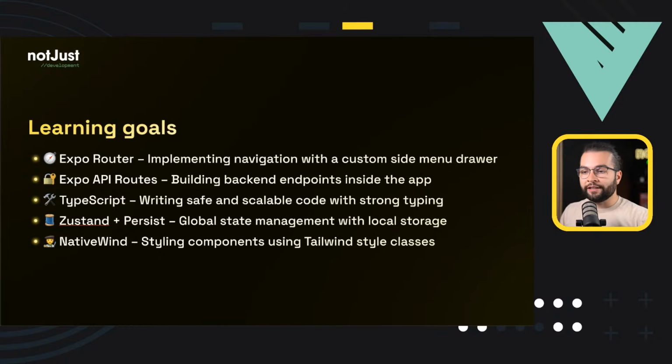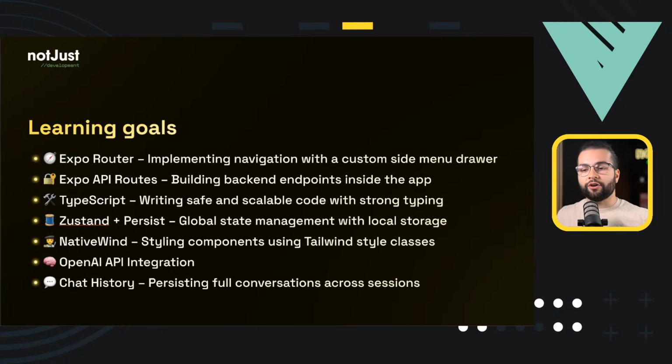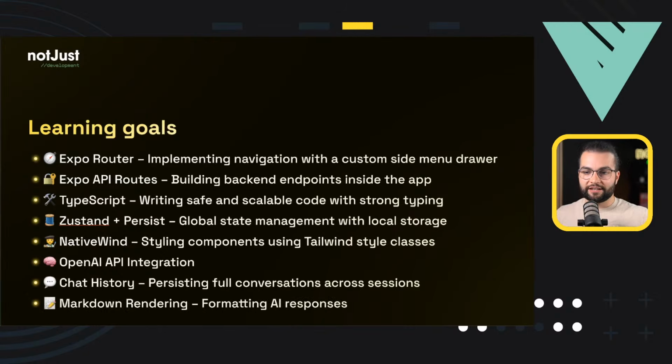We're going to use NativeWind to style our components with Tailwind CSS classes. So if you're coming from web, this is going to be perfect for you. If you're coming from mobile, NativeWind is going to be very easy once you get the hang of it to work and to style components with. And we're going to do the OpenAI API integration to integrate our chat completions and images and audio a bit later and so on. We're going to build the chat history with persisting the full conversation across sessions, and we're going to work on the Markdown rendering to make sure that the answers from AI are formatted beautifully.